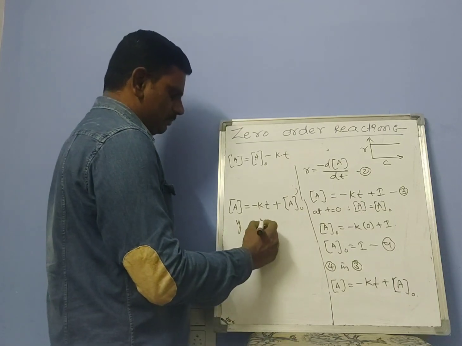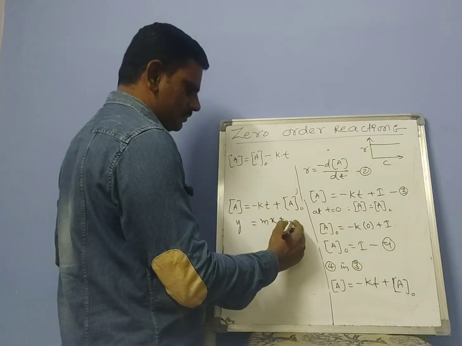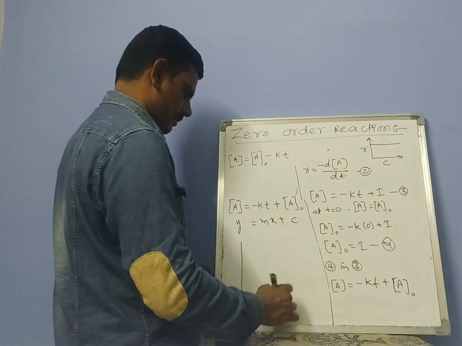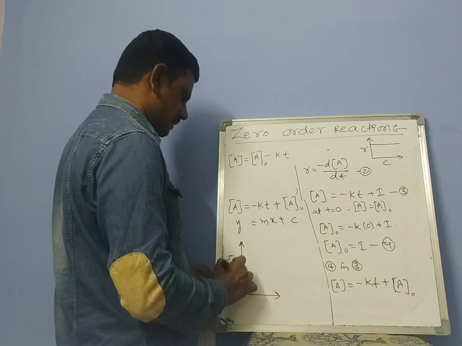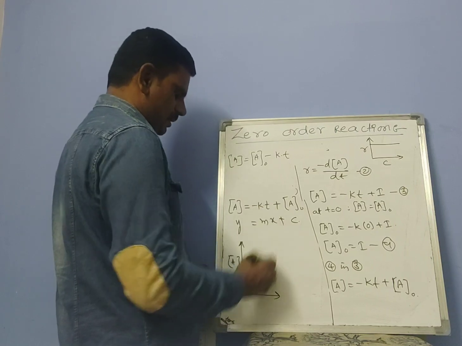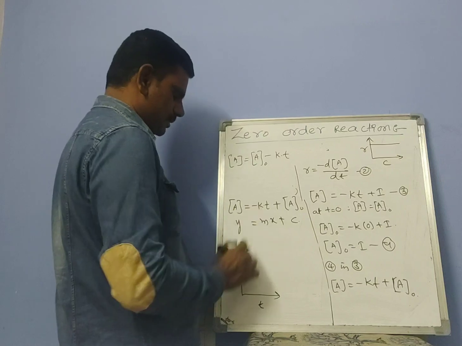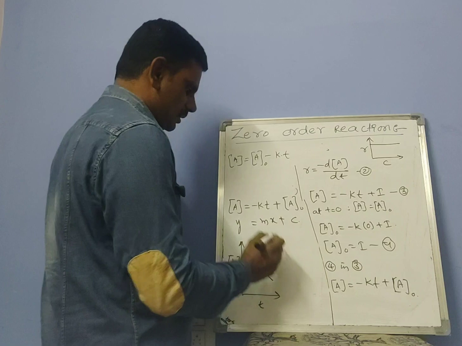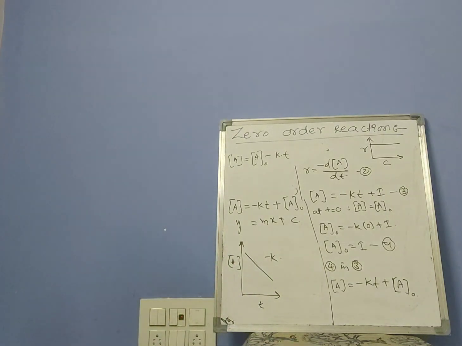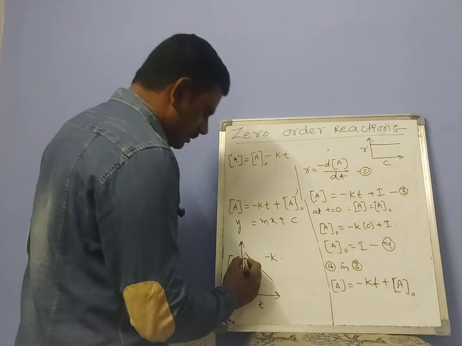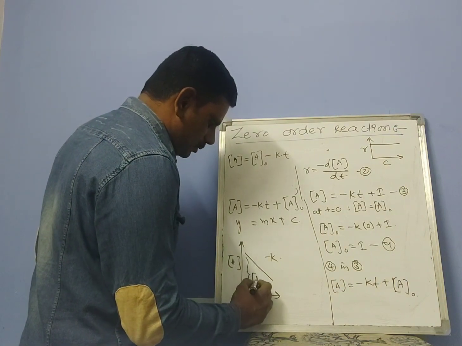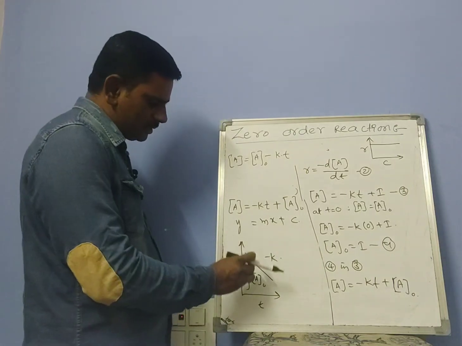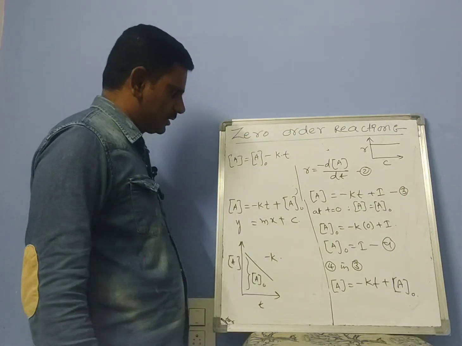Now y is equal to mx plus c. Concentration of A is on the y axis, x value is what? t. Slope is negative. So how much is the slope? Slope is minus k here. Here intercept value is how much? A naught. Intercept value is A naught. This is another graphical form for zero order reaction.